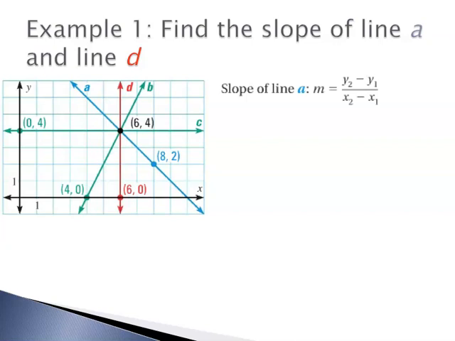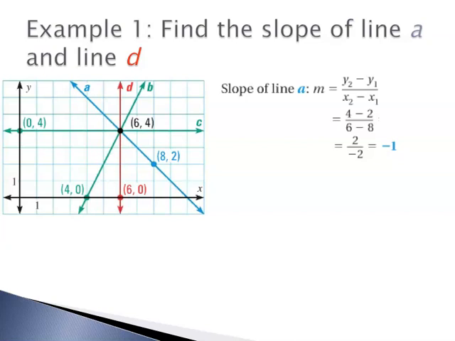Then, when I use this formula, I'll have 4 minus 2 over 6 minus 8, and simplifying that, we have 2 over negative 2, which is equal to negative 1. So the slope of line A is negative 1.